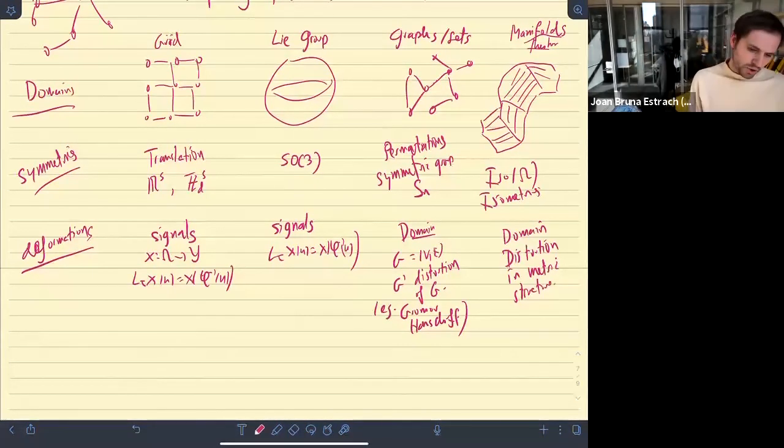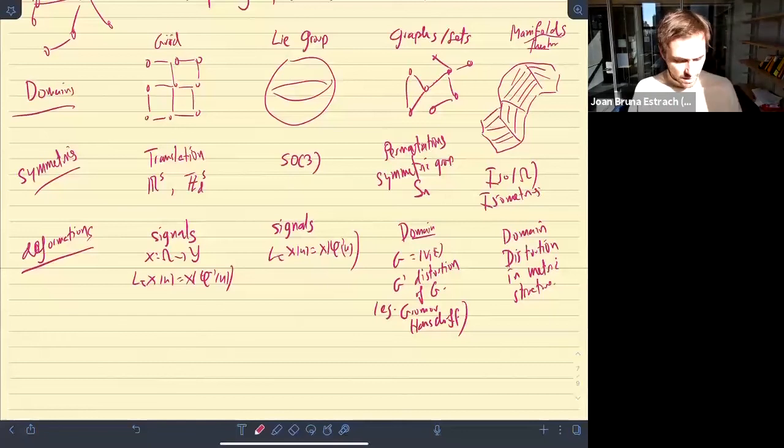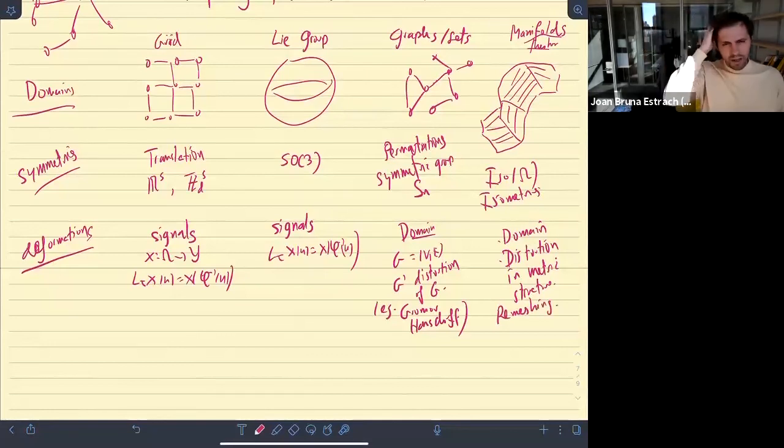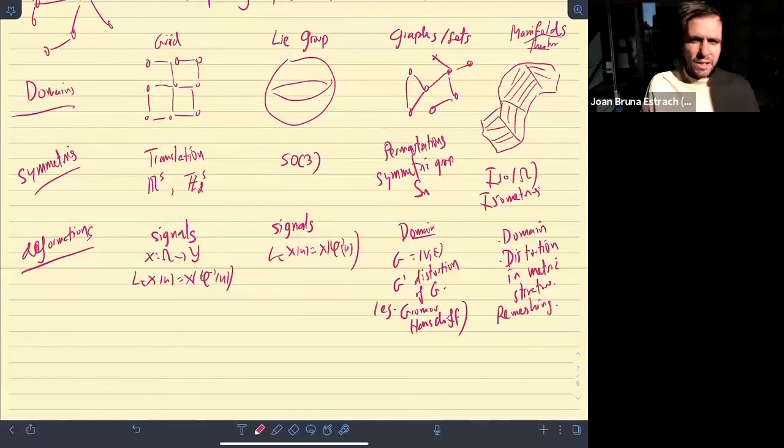Another notion of a deformation that is very natural for graphics, for people who do computer graphics, is the notion of remeshing. So what does remeshing mean? When you have a manifold like a surface, let's say you want to model in an industrial application, I don't know, a table or a car.